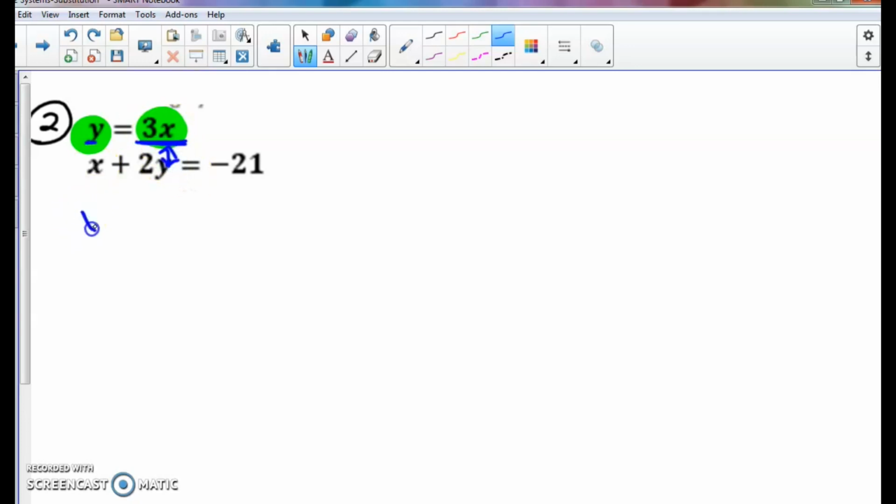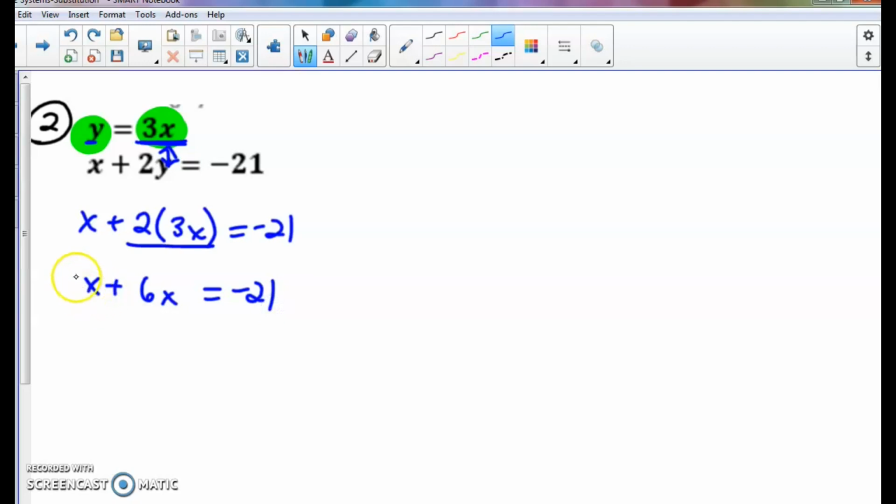So now I'm going to drop down my x plus 2, instead of saying 2 times y, so I'm going to say 2 times 3x equals negative 21. Now we want to reduce it and solve for our remaining variable x. So we're going to say x plus 2 times 3x is 6x equals negative 21. A little something to remember from Algebra 1 is that if you have just a regular old x, it actually has a hidden 1 in front of it. So it's 1x plus 6x, which is 7x, equals negative 21. We're still solving for our variable x here, so it needs to be multiplied by 7, we divide both sides by 7, and we get x equals negative 3.